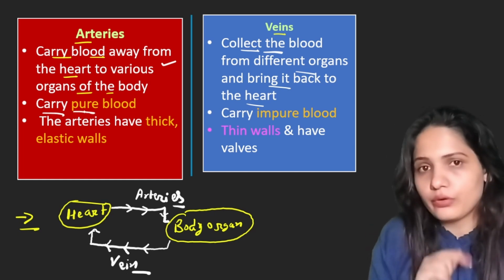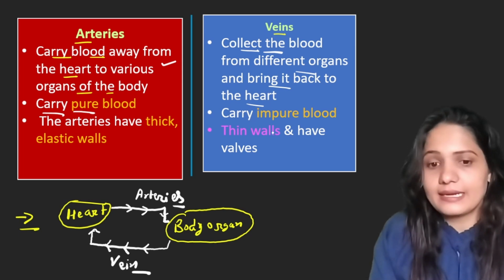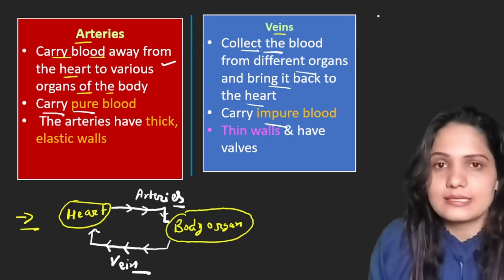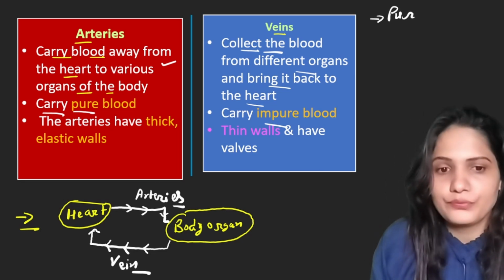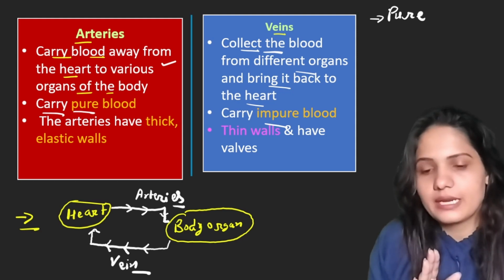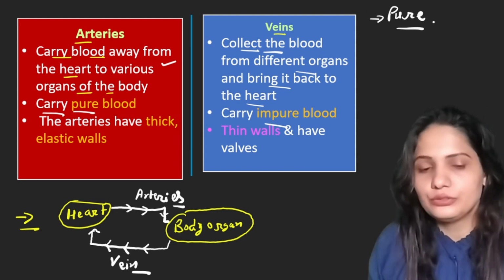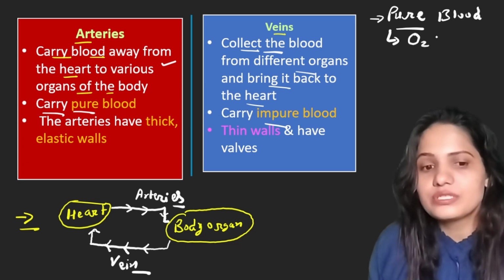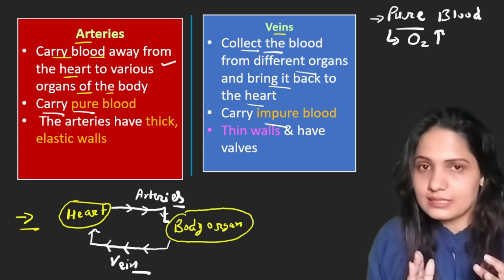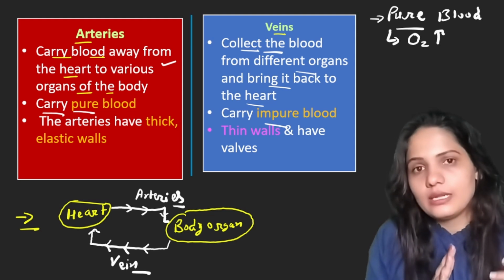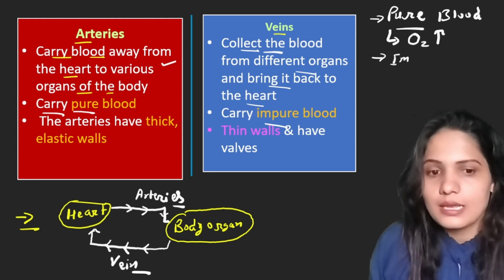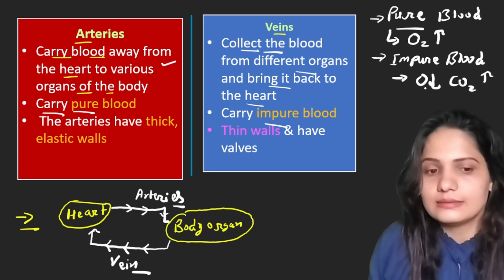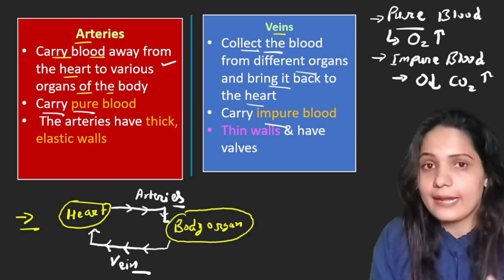Arteries carry pure blood. What is this pure blood? And veins carry impure blood. What is the difference between pure blood and impure blood? Okay, now let's understand what is pure blood first. This is just for your understanding, you have to remember these written points only. Pure blood is the blood which has higher oxygen content. In pure blood, oxygen content is high, carbon dioxide content is less. And what is impure blood? In impure blood, oxygen content is less and carbon dioxide content is high. This is the difference between pure blood and impure blood.